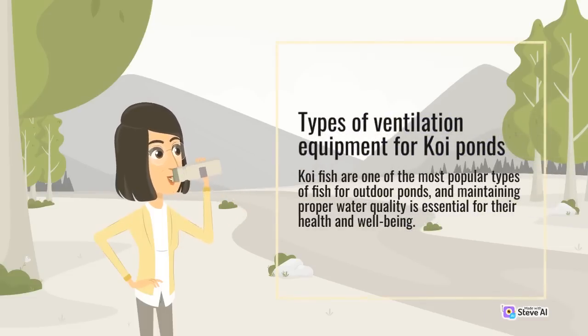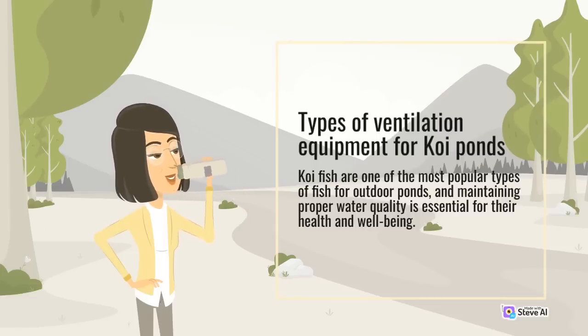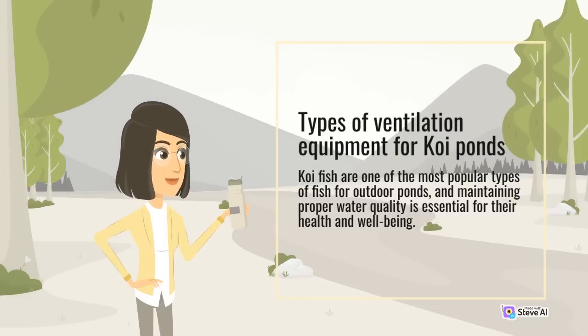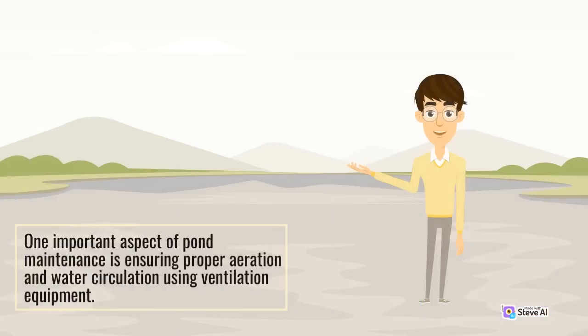Types of ventilation equipment for koi ponds. Koi fish are one of the most popular types of fish for outdoor ponds, and maintaining proper water quality is essential for their health and well-being. One important aspect of pond maintenance is ensuring proper aeration and water circulation using ventilation equipment.